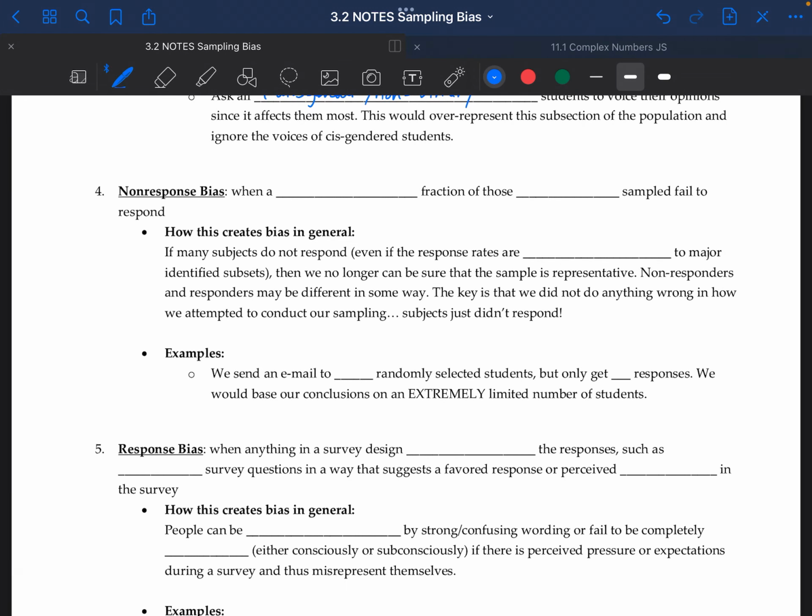All right, let's move on to the next one, non-response bias. This is when a substantial fraction of those properly sampled, so we think we did things pretty well here, failed to respond. So think about why that would cause an issue, and can you think of any examples?